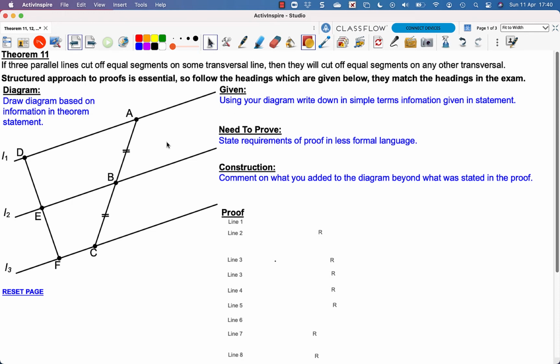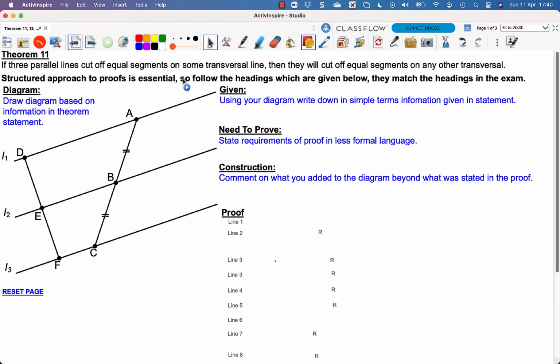So there's your three parallel lines, L1, L2, L3, and it cuts off equal segments of some transversal line, which is ABC. And as you can see, there's equal segments. And what the theorem states is, as a consequence of this, it also means that DE will be equal to EF. Those segments will be equal too. And now we're going to embark on the proof and how we actually do this.